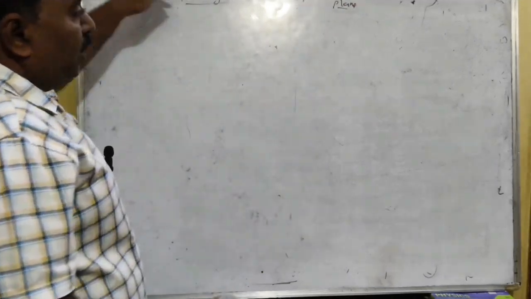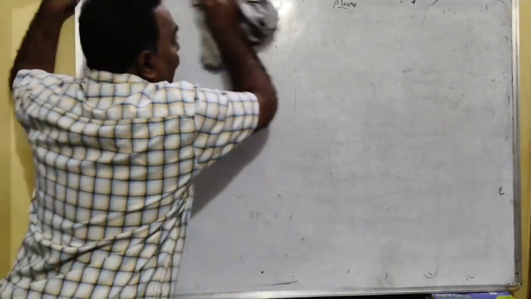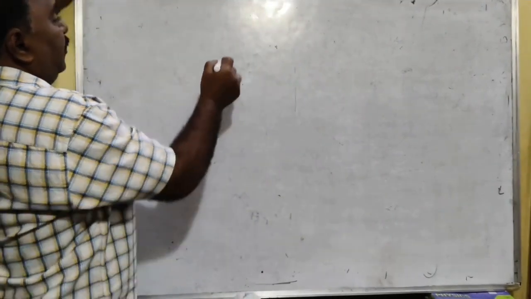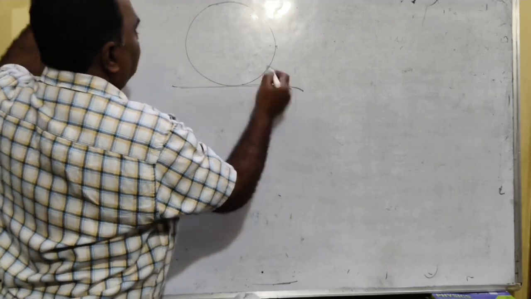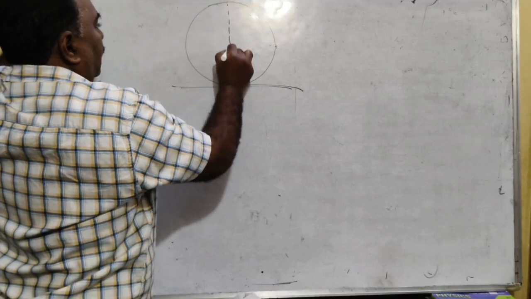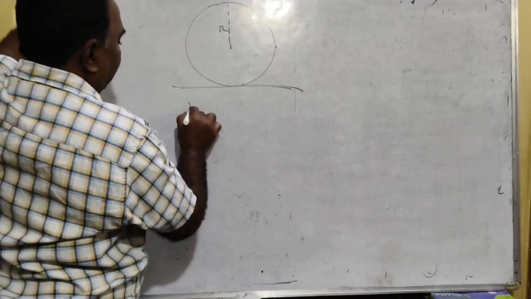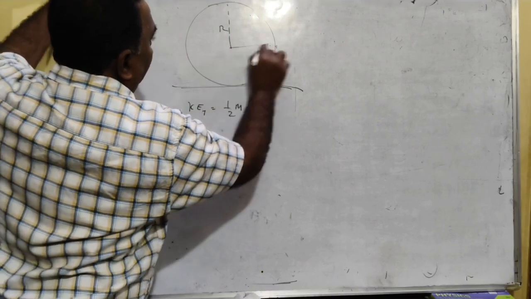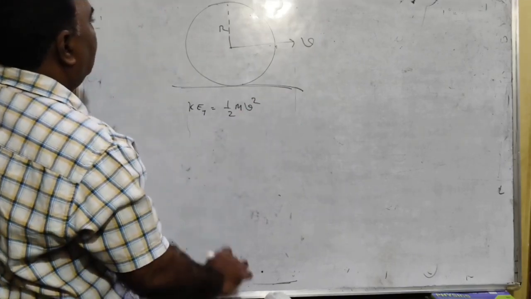So regarding this, before going to that, if you want to know kinetic energy, translatory kinetic energy and rotatory kinetic energy also, once in a few minutes we will discuss it. When a body is rolling on a horizontal surface, its mass is m, radius is r. So what is the total translatory kinetic energy of the body, when this body moves with a translatory velocity v? It is half m v square.